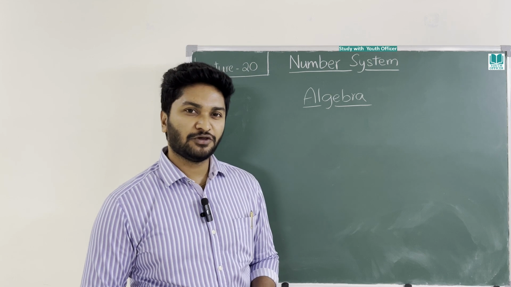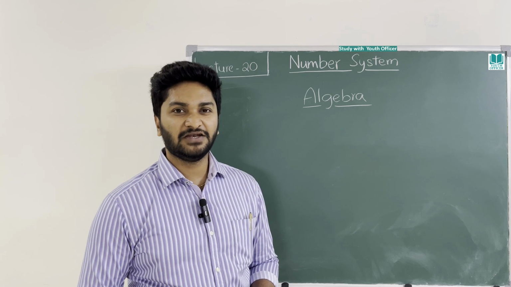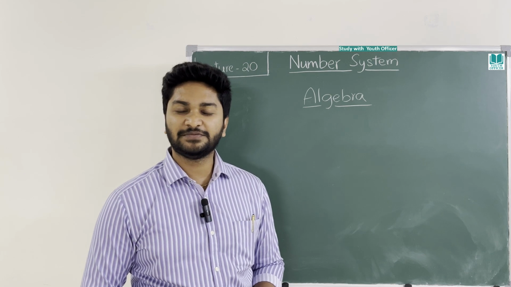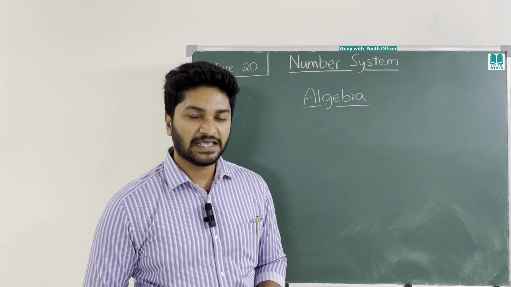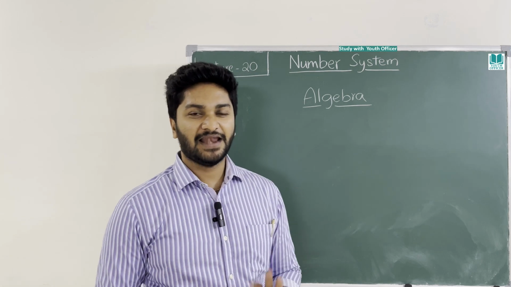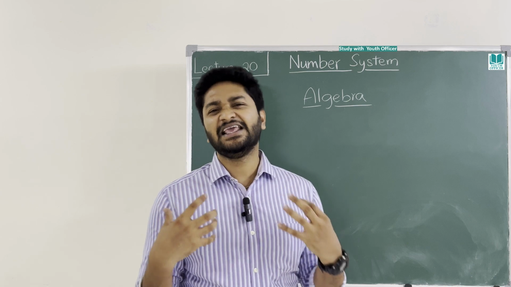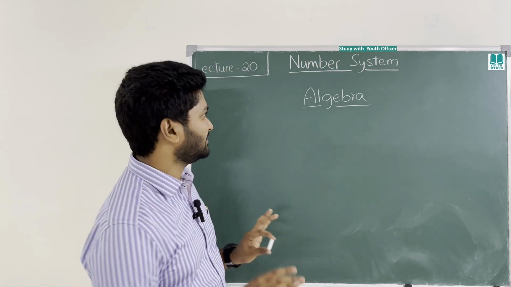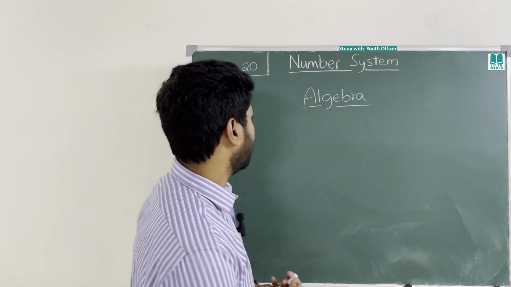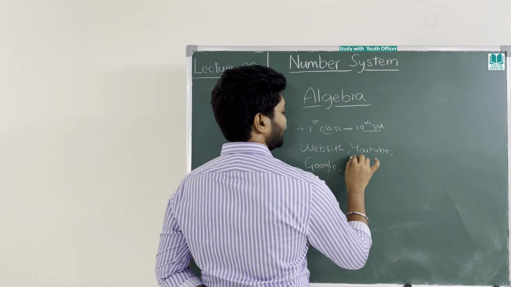A cube plus b cube plus c cube minus 3abc is equal to a plus b plus c into a square plus b square plus c square minus ab minus bc minus ca. What? Yes. Relax, babes. Relax. I'll teach you. Okay, relax. You have to practice like a kid, or you can even use artificial intelligence also.